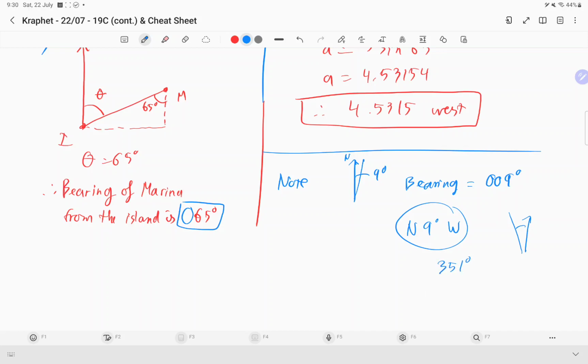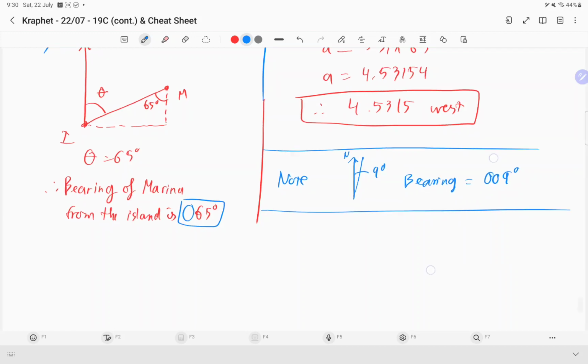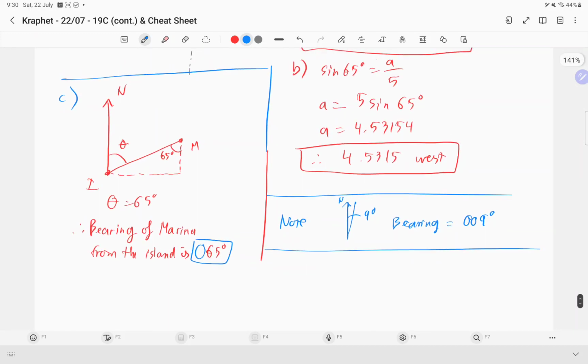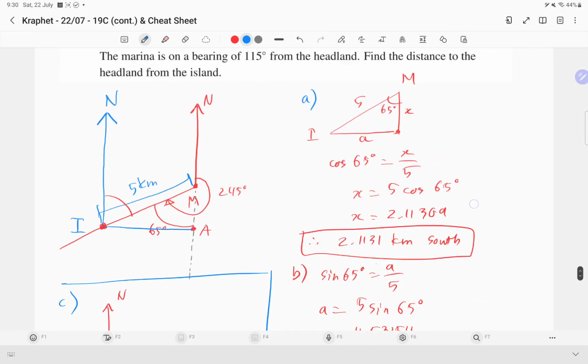So I think if your question is given in this format, you can use it to draw the diagrams and calculate the angles and stuff, but just leave the answers in true bearings. Unless they specifically ask for a relative bearing, which I don't think they will, because most math students don't learn that bearing, they only learn the true bearing. Okay. So that's the bearing of the marina from the island.